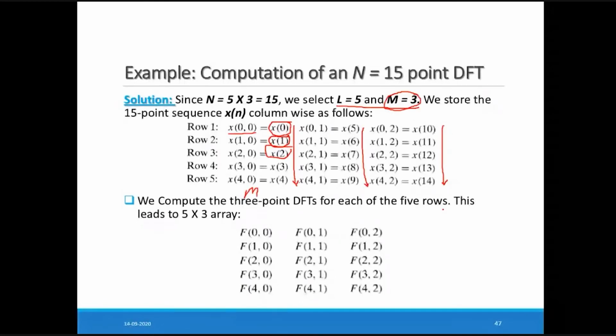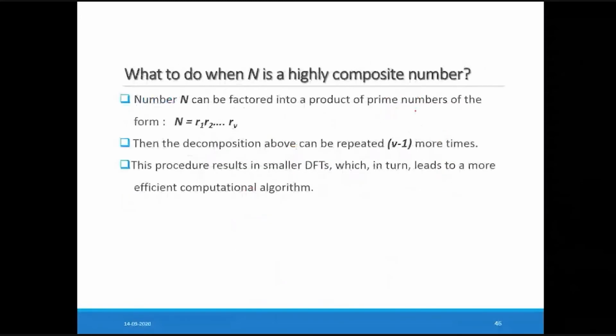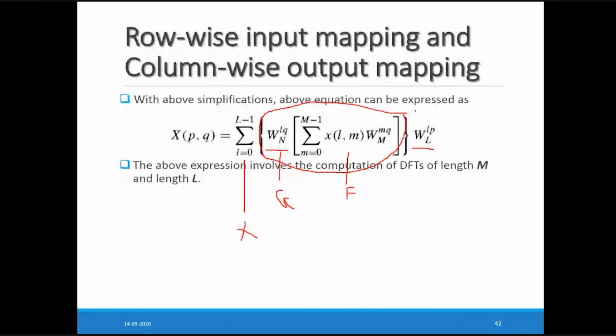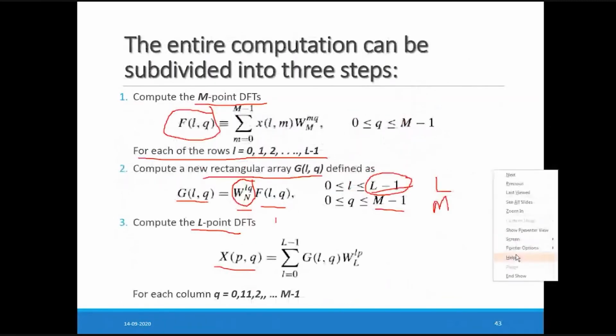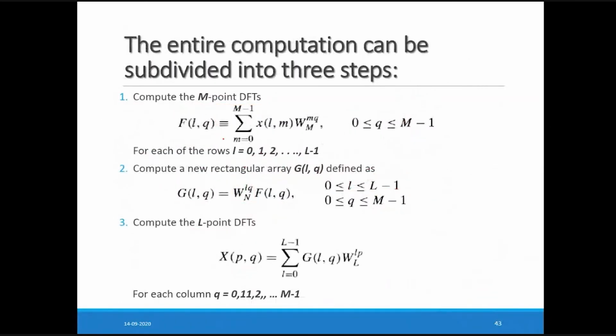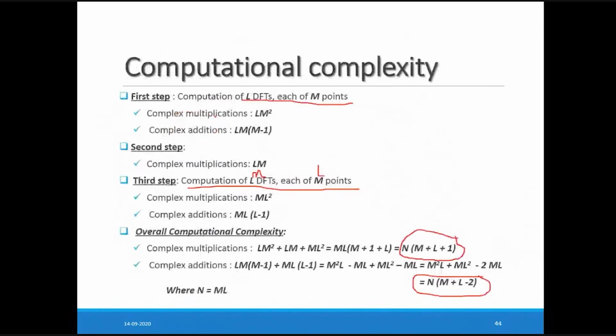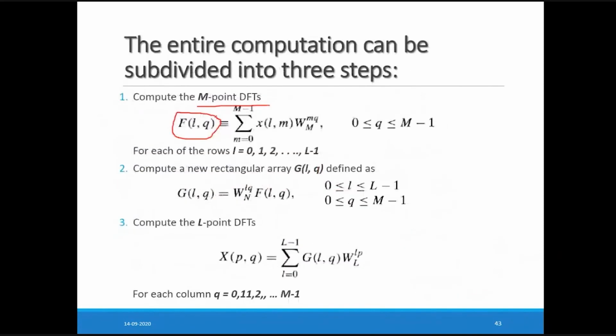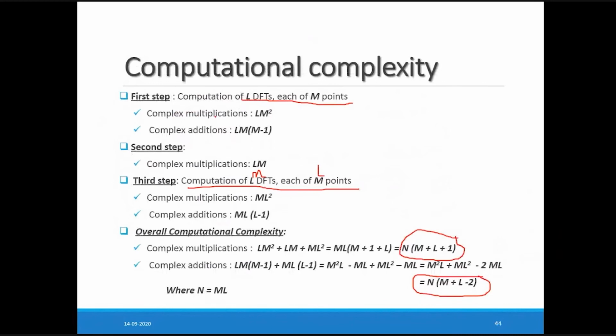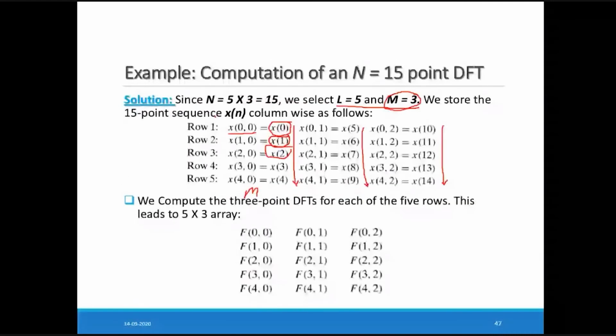So when you calculate the M-point DFT in this equation, what happened? You are getting the term f of l, q, or in simple form we represent it as F(l, q). So here we have written F(l, q). It goes from 0,0 to 4,1. Now you are getting the term F(l, q), which starts from 0,0 to 4,2.